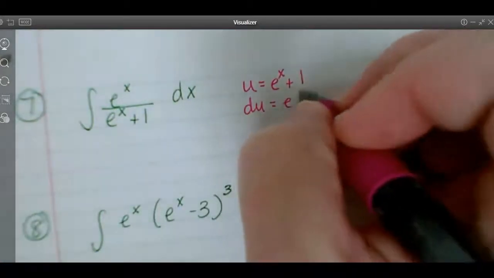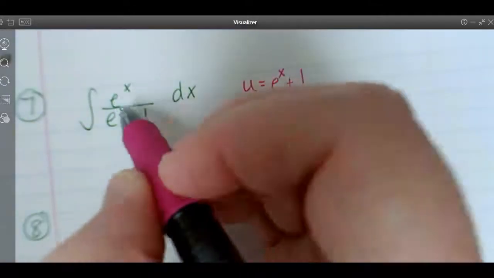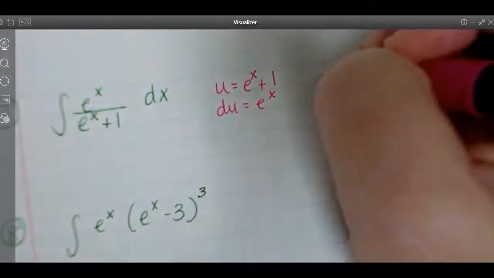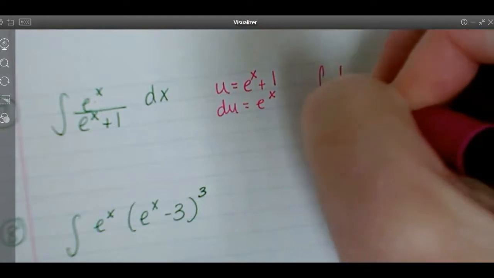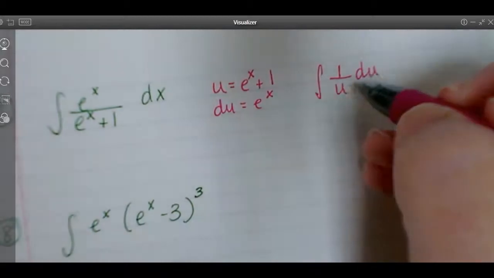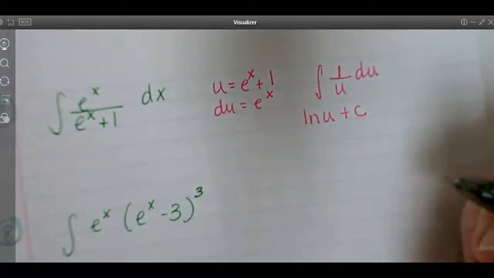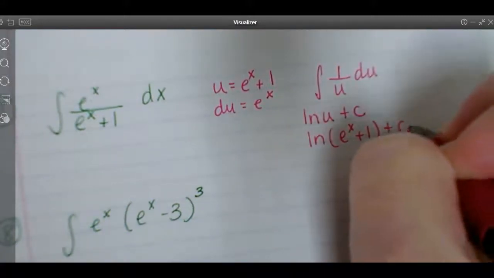Du is e to the x, and that's what's in there. So this is what u is, this is our du, and we can just bring that to the side. So we've got 1 over u, and then our du is just to the side. If you put the du on top, that's okay, but a lot of times that confuses students, so I like to put it out by the side. The antiderivative of 1 over u is natural log of u. And then we can plug back in what u was, and then leave it like that.